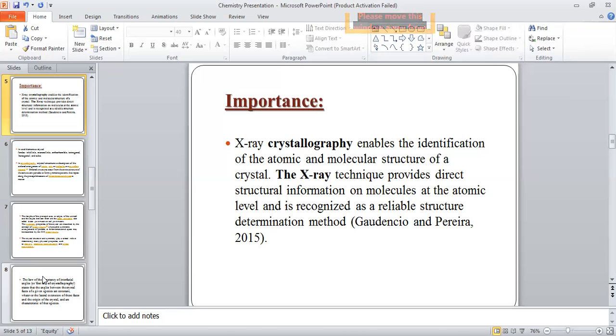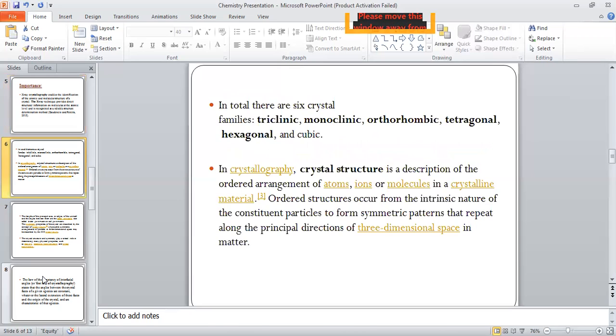The X-ray technique provides direct structural information, meaning it is appropriate information in which there are no mistakes, and it is a very good technique. In total there are six crystal families, which we study in many classes: triclinic, monoclinic, orthorhombic, tetragonal, hexagonal, and cubic. These play a very important role in crystallography.